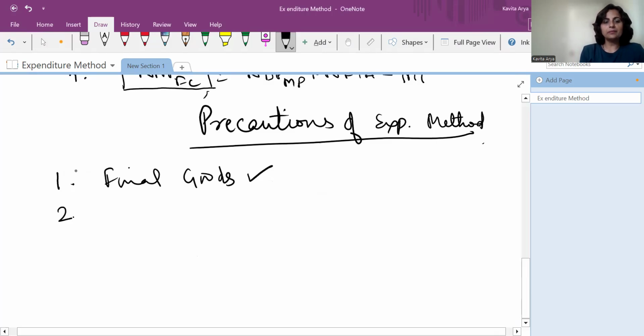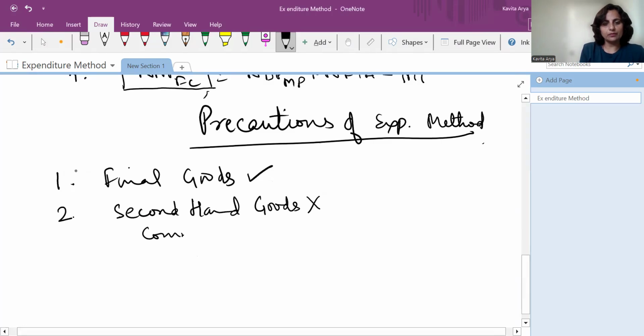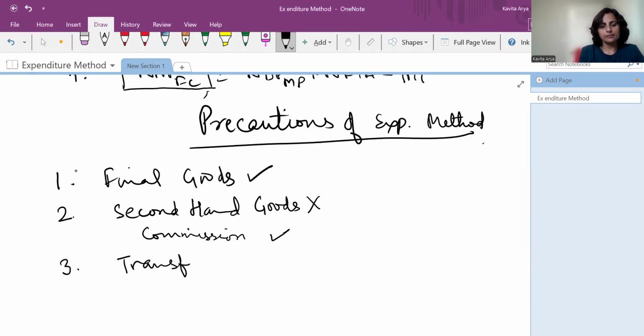Second is expenditure done on second-hand goods, as we did in income method also. Those incomes are not included here. It is expenditure method. So the expenditure on second-hand goods also will not be included, but the commission thereon would be included. Then we have the expenditure done on transfer payments would not be a part of it.